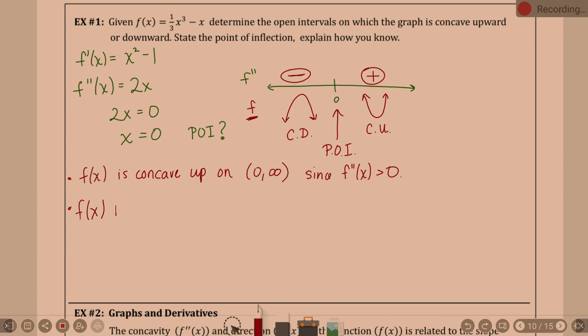f of x is concave down, or concave downward if you want to be fancy, on the interval negative infinity to 0, because f double prime of x is less than 0, because it was negative. Dang it! That makes me rage. It's not okay to be wrong.